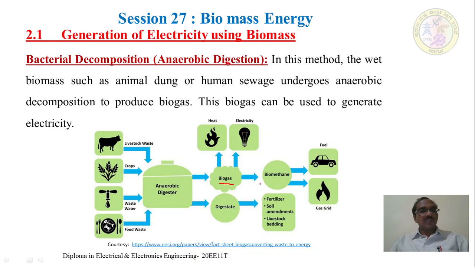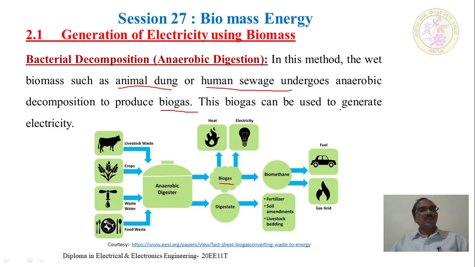It can be used as a fuel also, as biomethane. So there are a number of applications. Whatever waste comes out can be a very good fertilizer, so you will not find any wastage. Hence the efficiency of such a system is very, very high. We use either animal dung or human sewage that undergoes anaerobic decomposition, and hence produces what we call biogas.